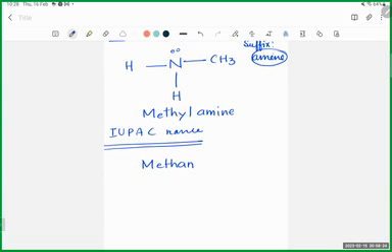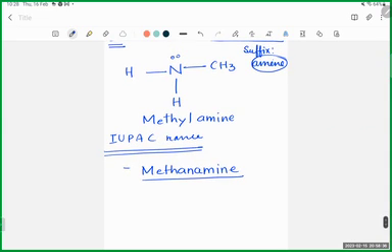Right? Now the question arises over here: do we need to keep the E of methane as it is or remove it? So we must remove it because amine is getting added. So this is the IUPAC name of this compound. Did you understand? Yes, ma'am.